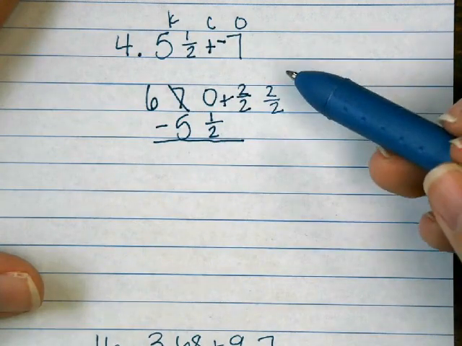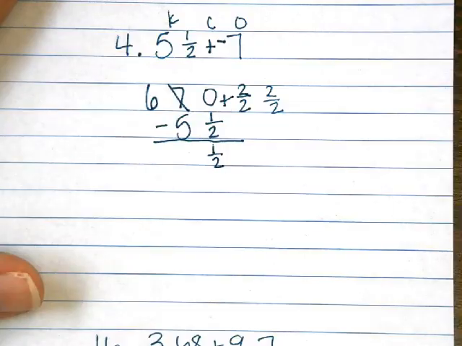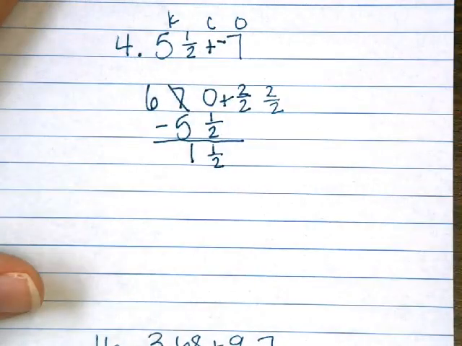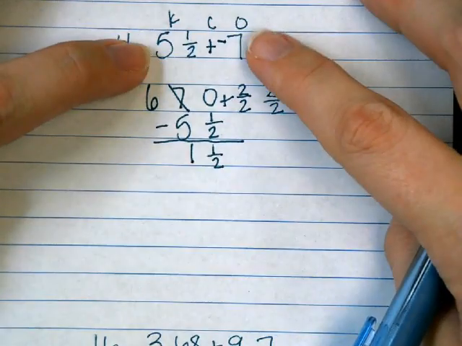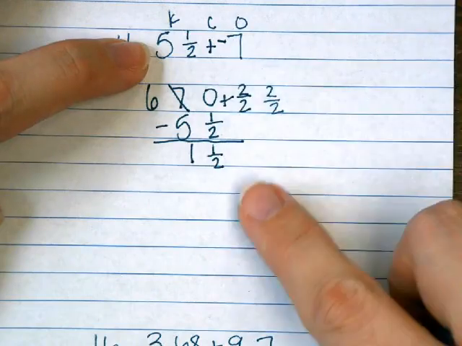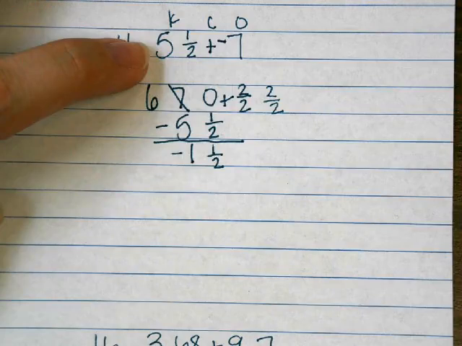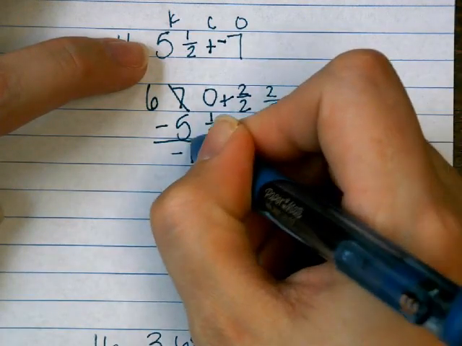2 minus 1 is 1, so I have 1/2, and then 6 minus 5 is 1, so I have 1 1/2. Looking back, 7 is bigger, 7 is negative, so my answer is a negative 1 1/2. I know I cannot simplify any further because the only number that can go into 1 and 2 is 1, and if I divide by 1, it stays the same. So I know this is my final answer.